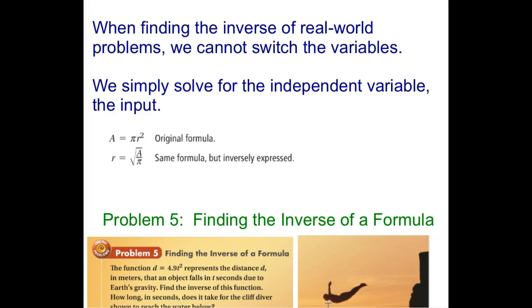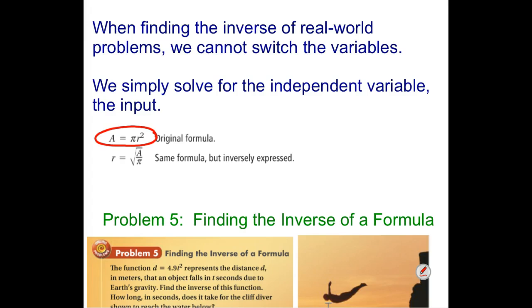All right. When you are finding the inverse in a real-world application, we can't switch the variables. The first step of finding the inverse has been to switch x and y. But look at an example here. We've seen this formula before. What's it stand for? Area of a circle. Yes?